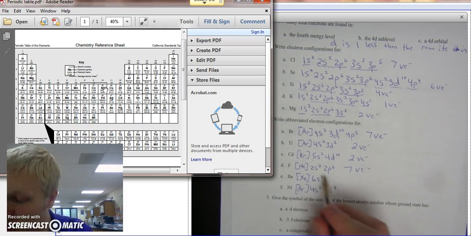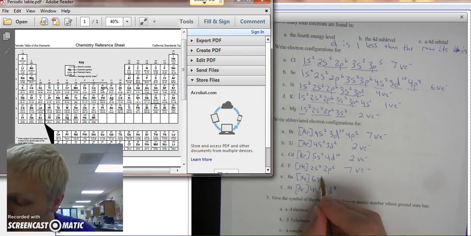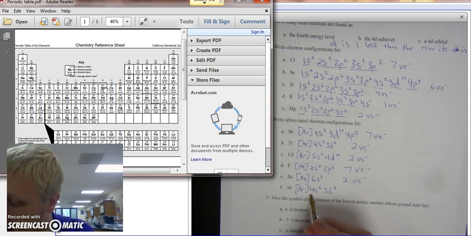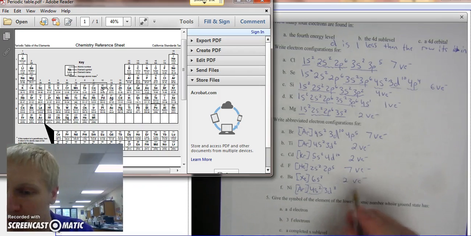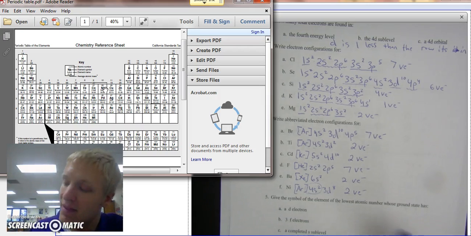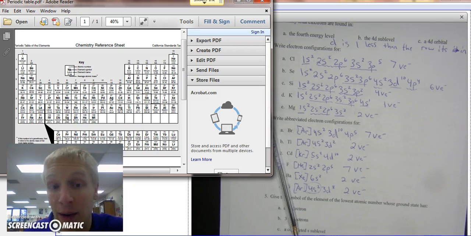Barium, xenon, 6. Looks like that's the only one in this noble gas notation, and there's 2 of them, so 2 valence electrons. And then nickel has 4s2, 3d8. 4 is the outer energy level. It has 2 electrons in it, 2 valence electrons. Alright, that's noble gas notation, and then counting valence electrons.